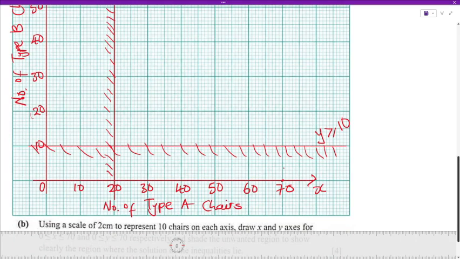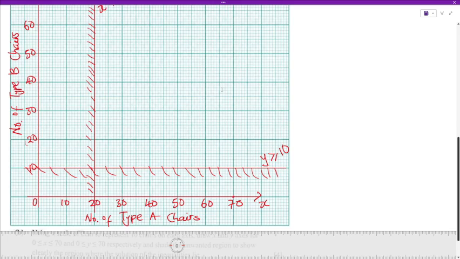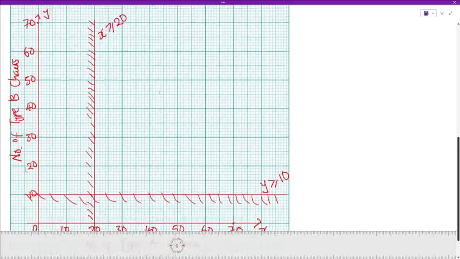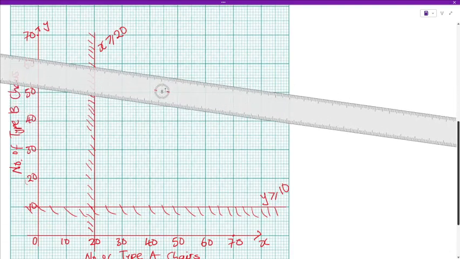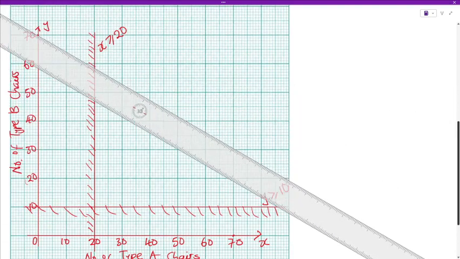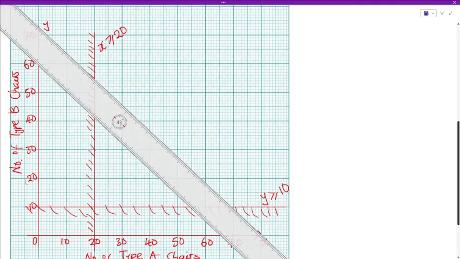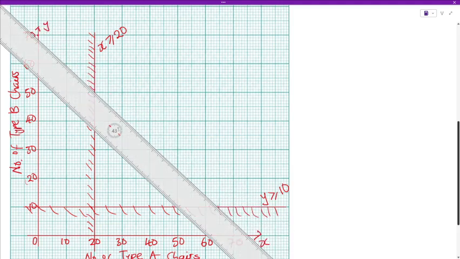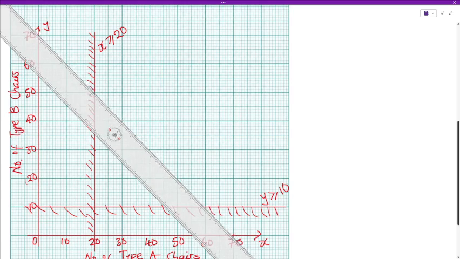Okay, then we connect those 2 points. So let me just zoom out so that I can see both points. Okay, yeah, I think there I can see them. Then I'll align my ruler accordingly so that I can hit those points. Turn it a little again. I think that should be about right.